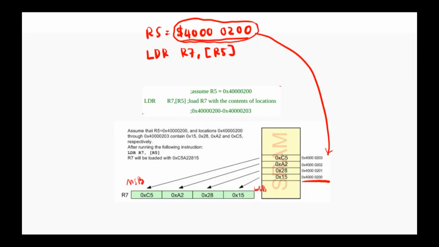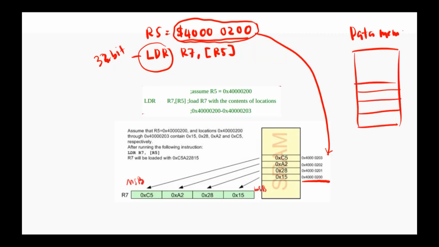Since this is LDR, LDR means that you're going to load a 32-bit number. Remember, the data memory size is always 8-bit. Since this instruction involves 32 bits, you need a 4-byte load from this address, which I'll call 200, 201, 202, and 203, to make up a 32-bit data. If you take only 200, it's only 8-bit data, which is wrong. This instruction tells you to load a 32-bit number starting from address 200.